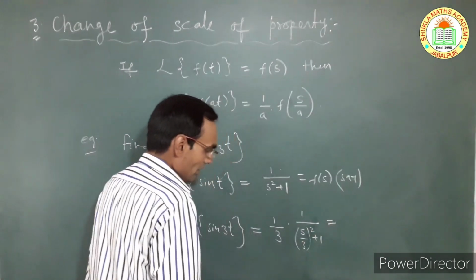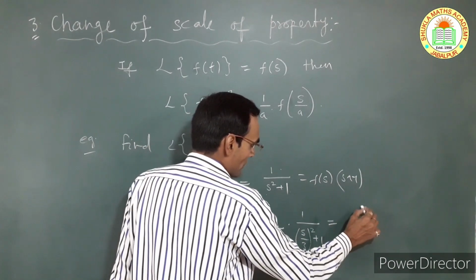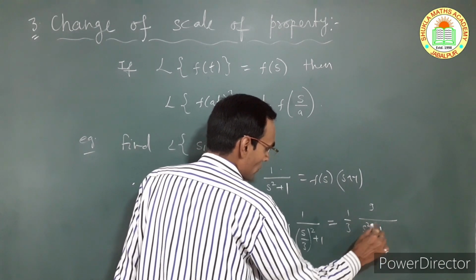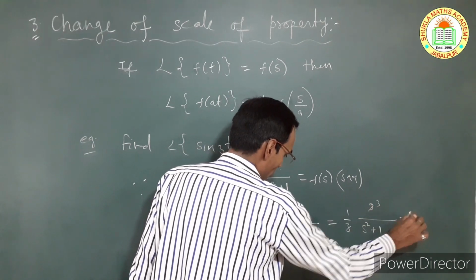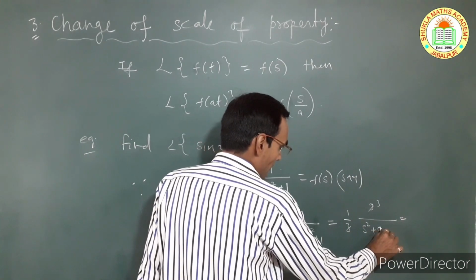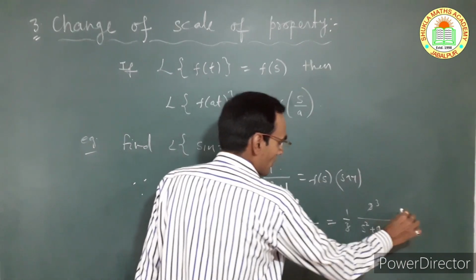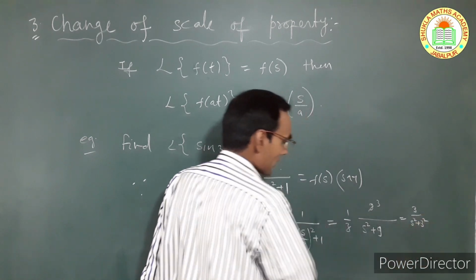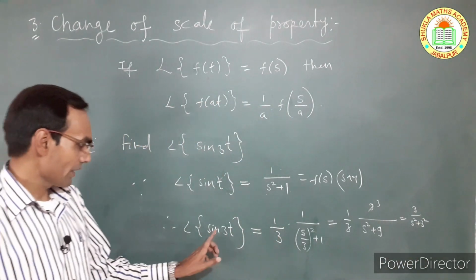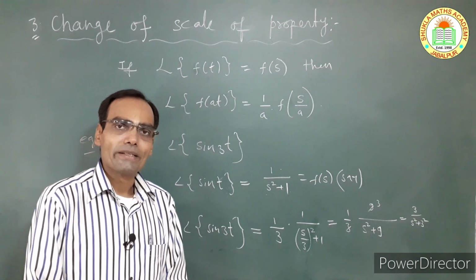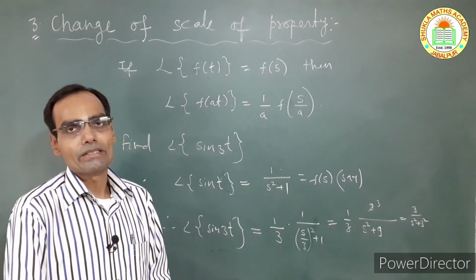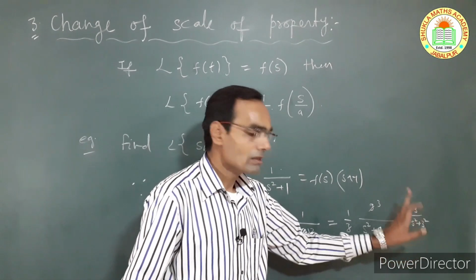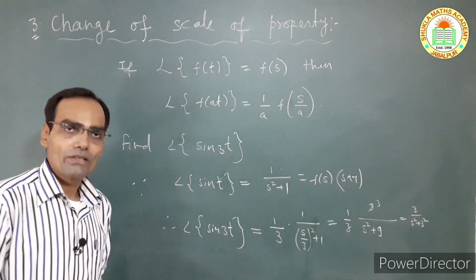On simplification, the LCM here is 9, so 9 becomes the numerator, and 1 upon 3 also, and it is s square plus 9, so it becomes 3 upon s square plus 3 square, or 9. That is our required Laplace transform of sin 3t. And also by the direct formula, Laplace of sin 3t is 3 upon s square plus 3 square, meaning 9. So that is the application of the change of scale property.